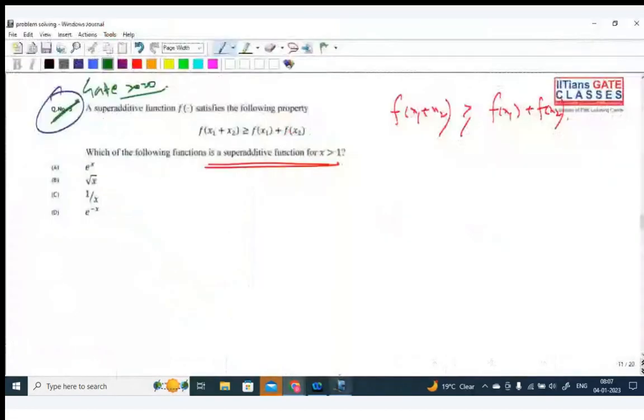Okay, what you can do here is you can go from the options, checking each option. So I'm just telling you the solution here. You can take option number 1, and you can take some values of x, which should be greater than 1, right? So suppose we have e raised to power x, and we have taken x1 value equal to 2 and x2 value equal to 4, right? Okay.